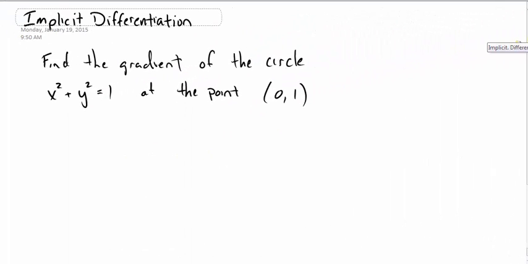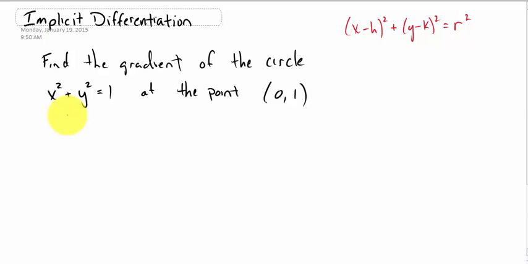So let's do an example. Let's find the gradient of the circle x squared plus y squared equals 1 at the point (0, 1). Now, just for fun, (x minus h) squared plus (y minus k) squared equals r squared is the equation for a circle, where its center is (h, k) and its radius is r. So this circle right here is actually our unit circle. It has a center of (0, 0) and a radius of 1.